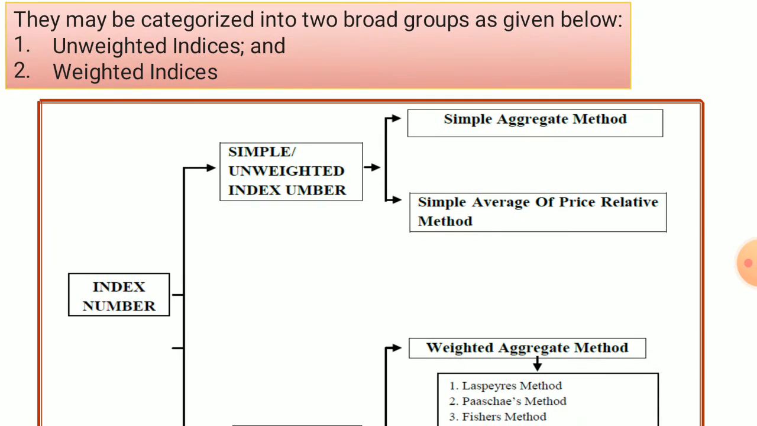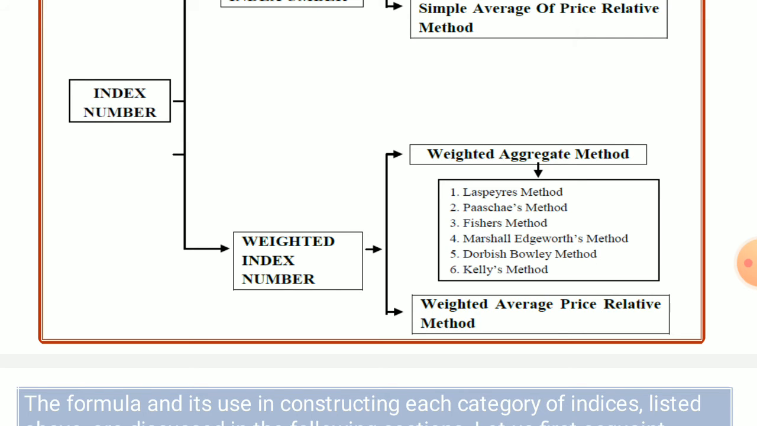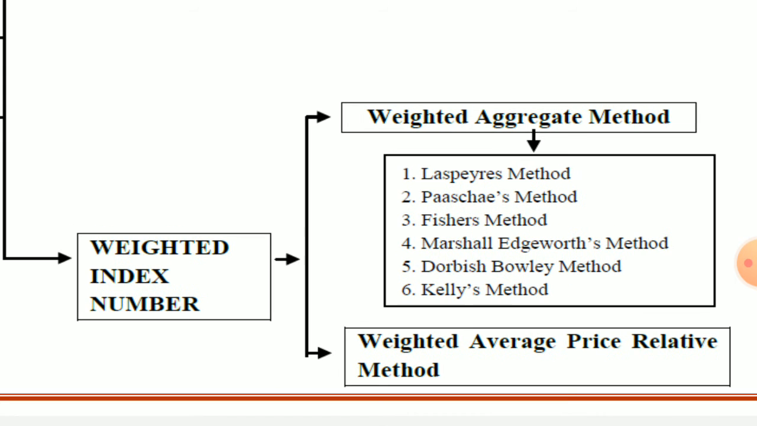And again, there are different categories of unweighted index number. They are simple aggregative method and simple average of price relative method, and there are several categories of weighted index number. They are Laspeyres' method, Paasche's method, Fisher's method, Marshall-Edgeworth's method, Dorbish-Bowley method, and Kelley's method. These are the various categories of both unweighted and weighted index numbers.